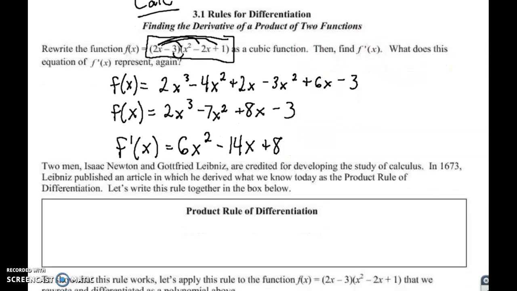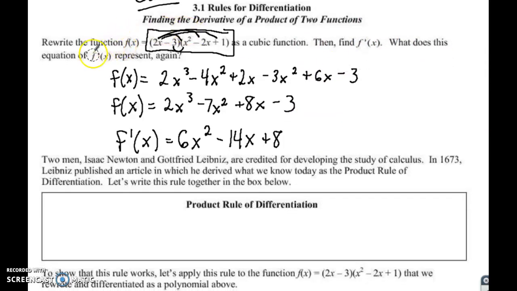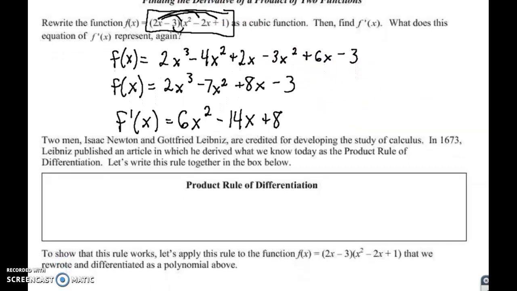Now, what we can do, well, they want you just to remind yourself what f prime of x represents. So think about that. As a reminder, this is the slope. This equation will find you the slope of a tangent line at a given point. All right, so think about that as we move forward.